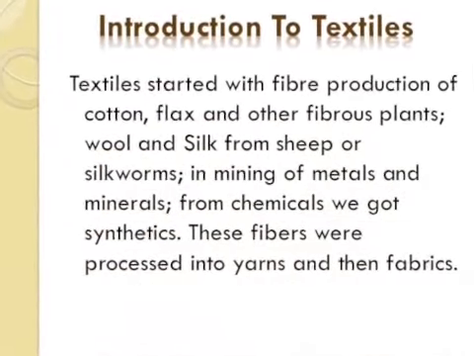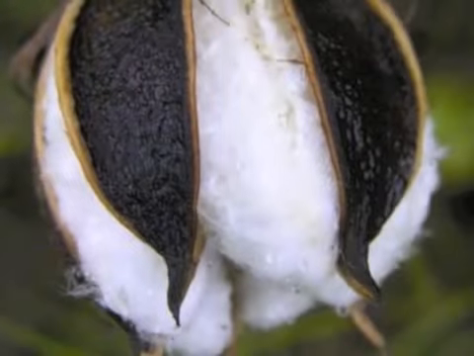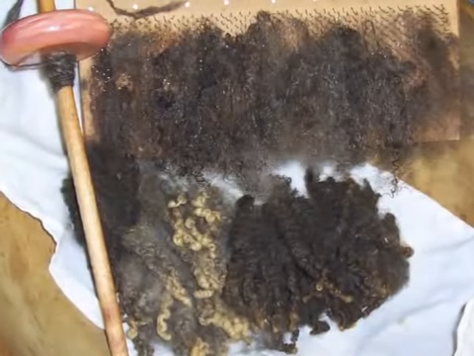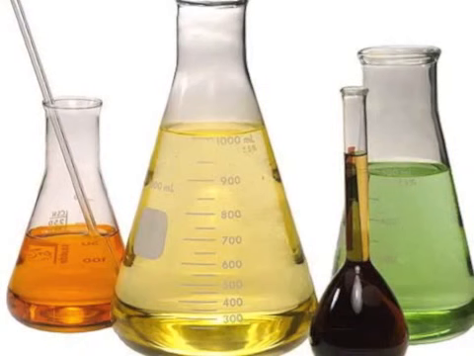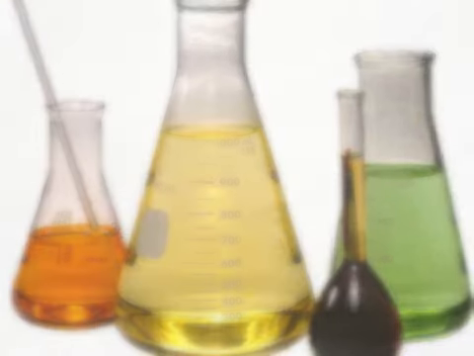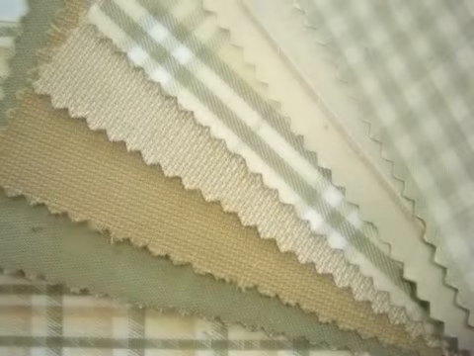Introduction to textiles. Textiles started with fiber production of cotton, flax, and other fibrous plants, wool and silk from sheep or silkworms, and the mining of metals and minerals. From chemicals we got synthetics. These fibers were processed into yarns and then fabrics.